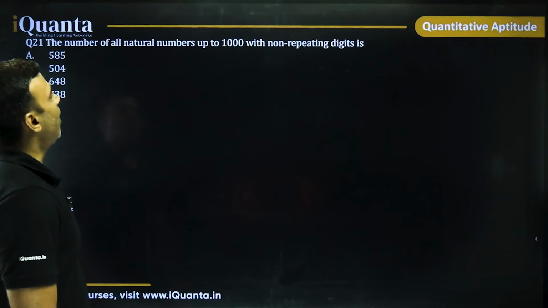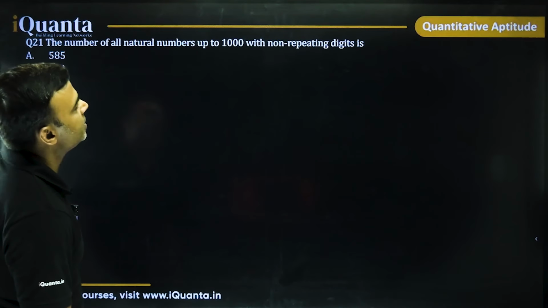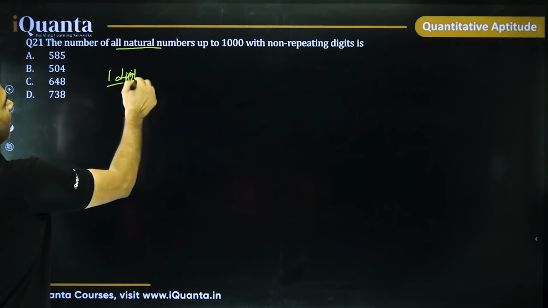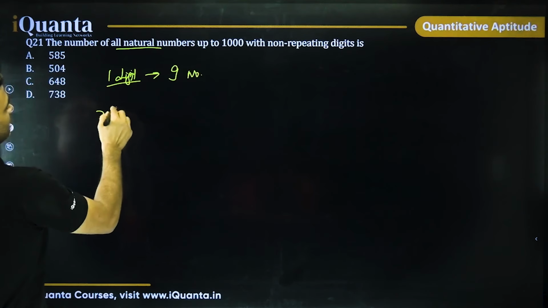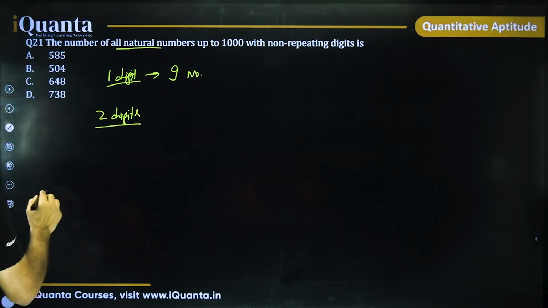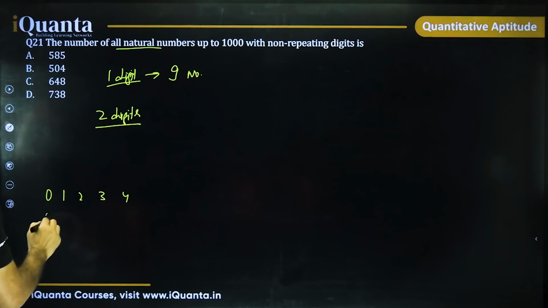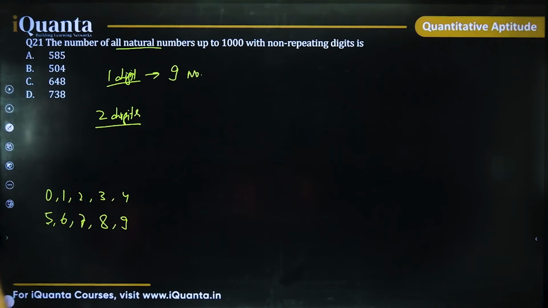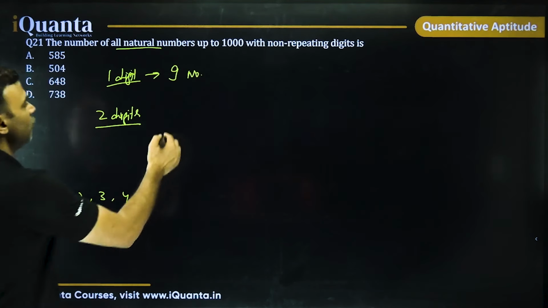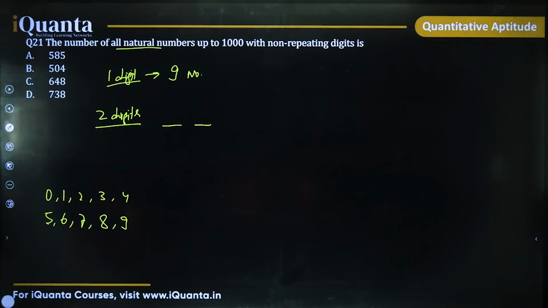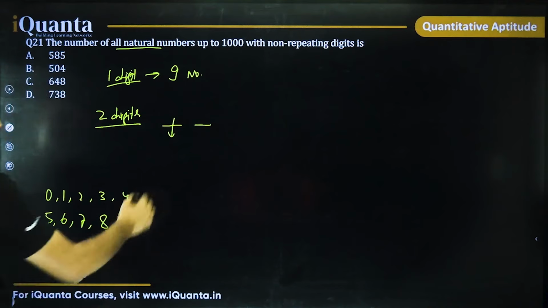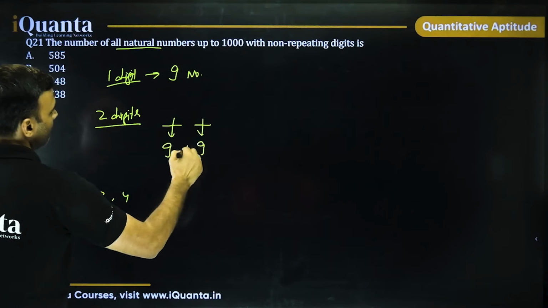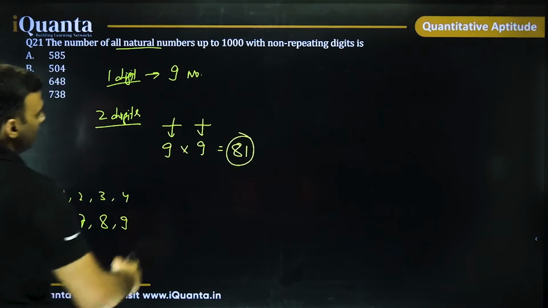This question says, find the number of all natural numbers up to 1000 with non-repeating digits. Natural numbers start from 1 up to 1000, so we will have one digit numbers. One digit numbers, no problem, all of them will be counted, 9 numbers straight away. Two digit numbers, see, what are the digits that we are going to use? We are going to use 0, 1, 2, 3, 4, 5, 6, 7, 8, 9, all these digits. So there are 10 such digits, and we have to fill two places. Both places should be filled by different digits, non-repeating digits. First place cannot be filled by 0, so 9 ways. Second place can be filled by all of them, except the one which is already used. So 9 into 9, that means 81 numbers, right?